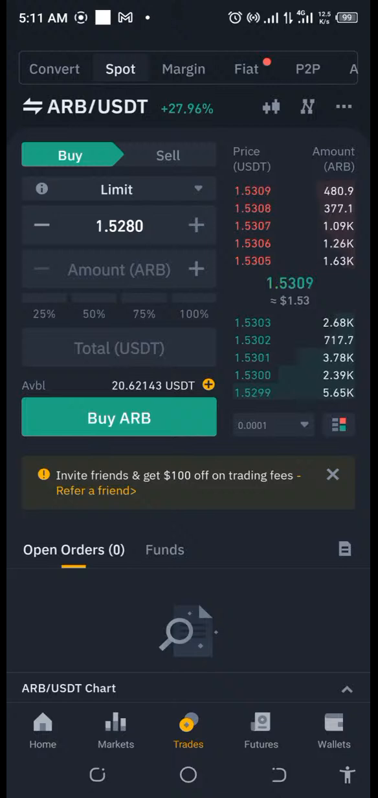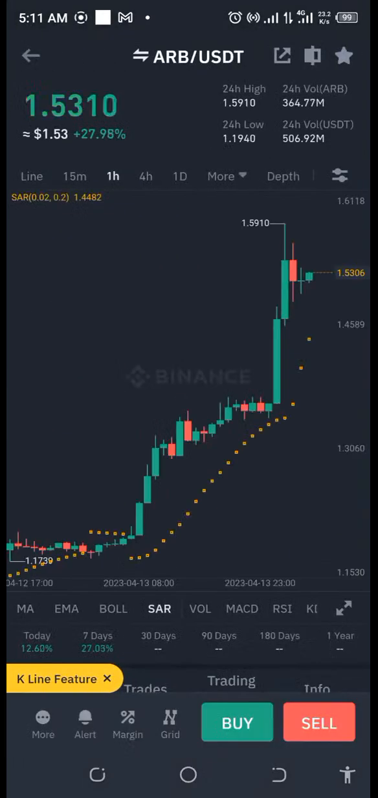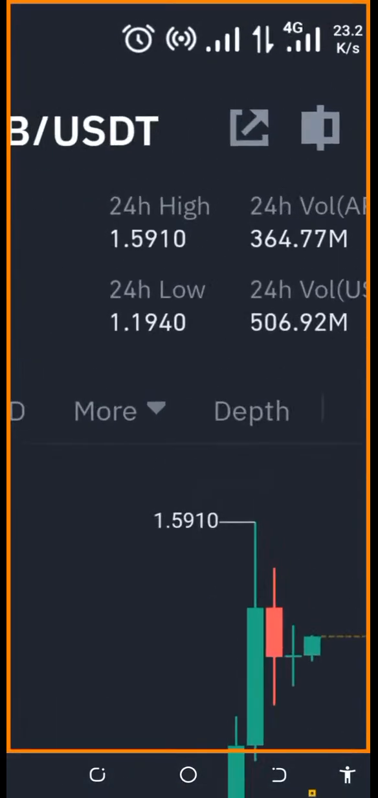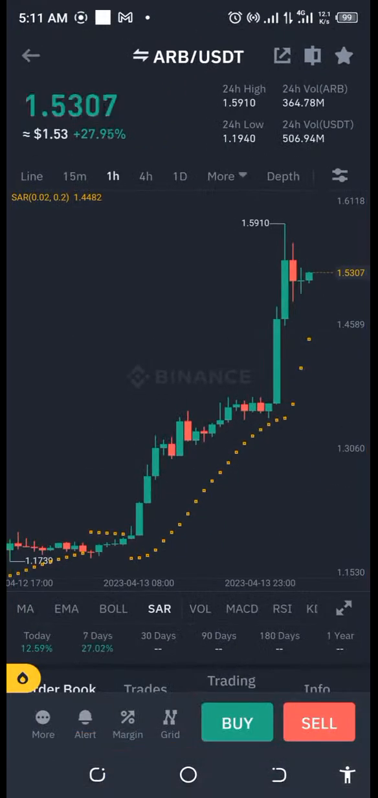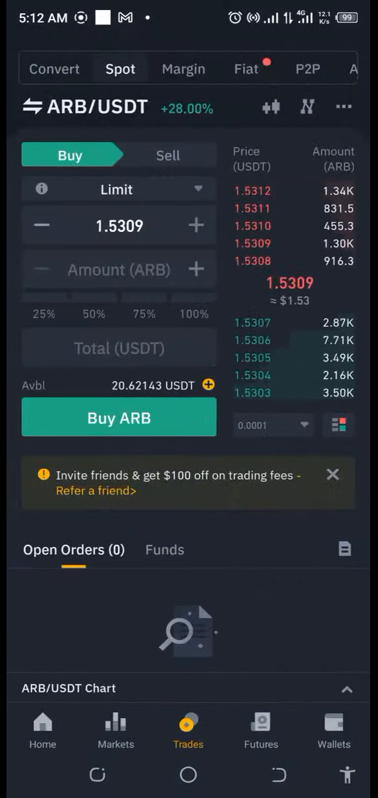Let's look at the 24-hour high. The 24-hour high is $1.59. The 24-hour low has also shifted upwards to $1.19. Just pick a very good middle space, not the extremes, and then make sure that you work with your target. I hope we've learned something here.